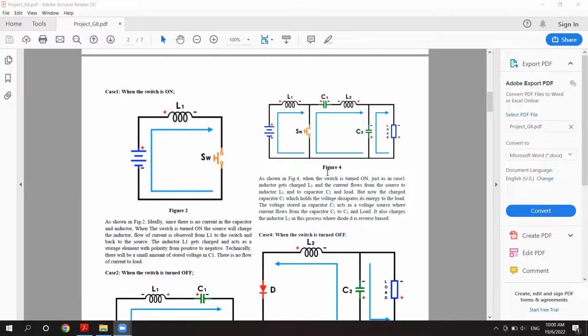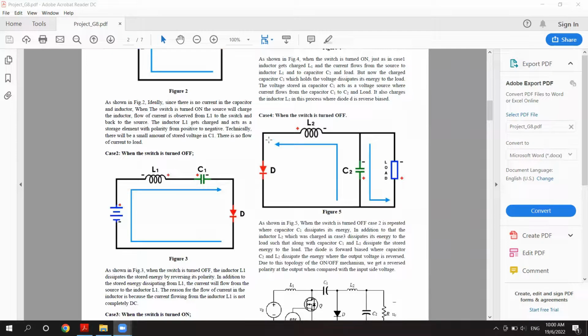Figure 4 shows when the switch is turned on. Just as in case 1, the inductor gets charged. Current flows from the source to the capacitor and load, but now the charged capacitor holds the voltage and dissipates its energy to the load. The voltage stored in capacitor C1 acts as a voltage source. When current flows from capacitor C1 into C2 and the load, it also charges the inductor L2 in this process, where the diode is reverse biased. And then case 4, which is when the switch is turned off.